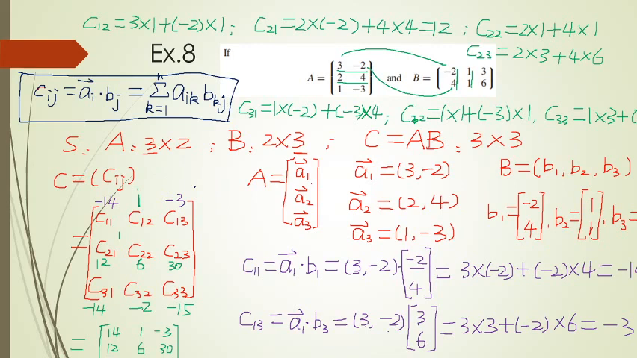And how do we decide the format of the matrix C? 3 by 3, right? A is M by N, and B is N by R. So matrix C is M by R. Everyone is clear?